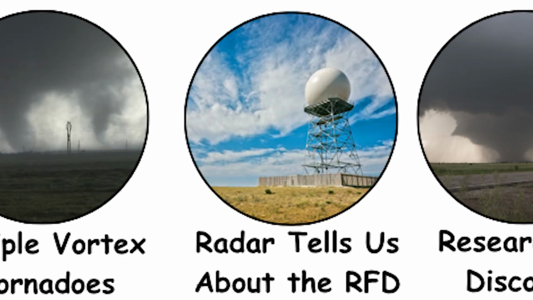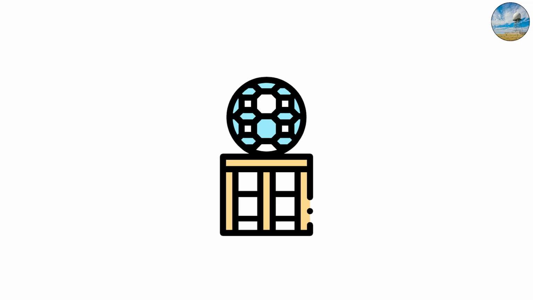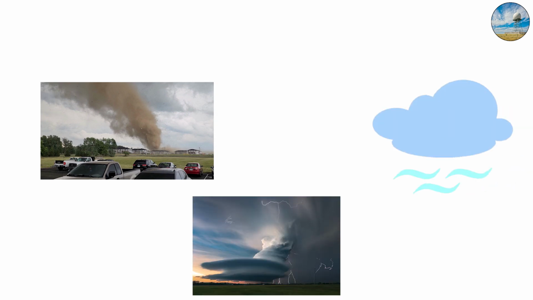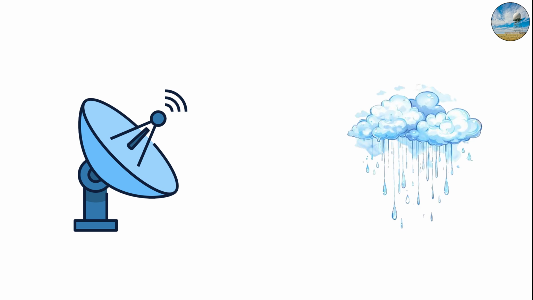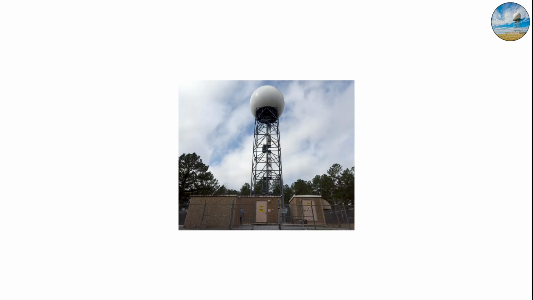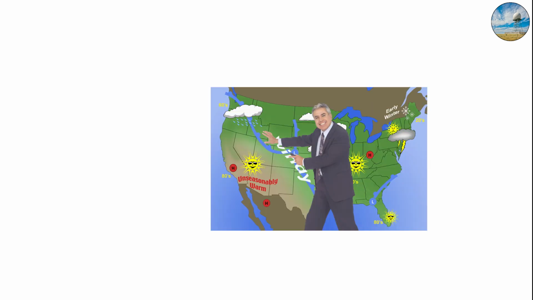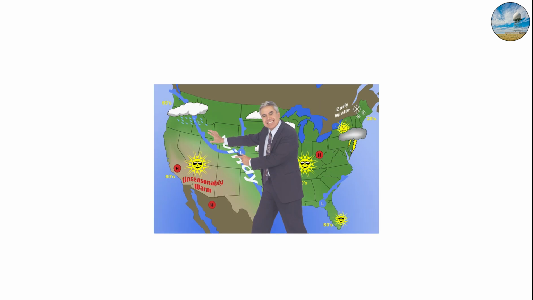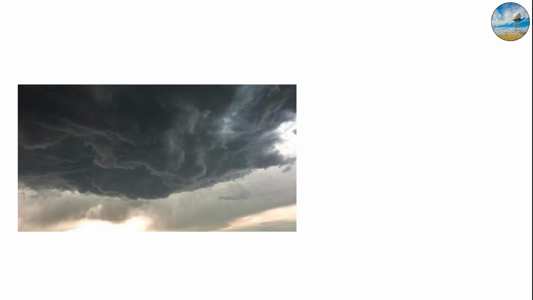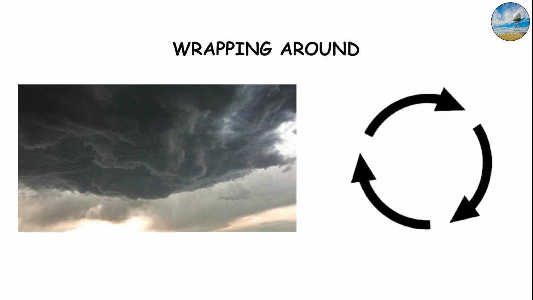What radar tells us about the RFD. On Doppler radar, the RFD shows up as a region of strong outbound winds behind the mesocyclone. As the radar beam hits raindrops moving away from the radar site, it detects a sudden velocity difference, red for outbound and green for inbound winds. That color couplet helps meteorologists identify where the RFD is wrapping around and tightening the rotation.